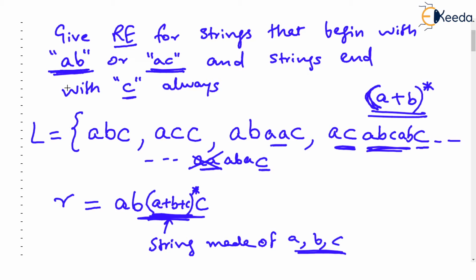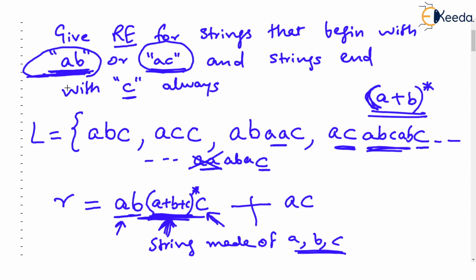So how do you read this? The string begins with AB. After that, there can be any combination of A, B, C, and last letter should be C. In between, there can be any combination of A, B, C. But this is just one possibility, isn't it? The string begins with AB, or you should accept those strings which begin with AC. That's the second rule given.